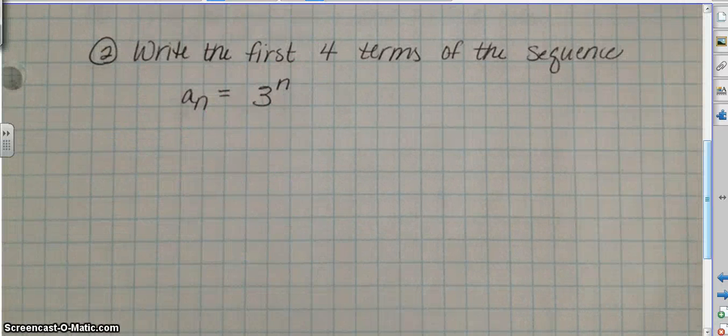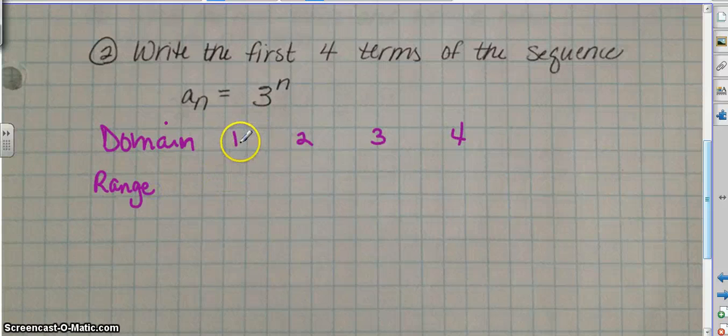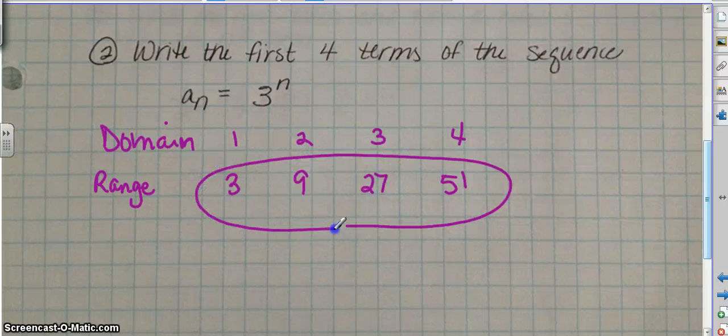Our next example is to write the first 4 terms of the sequence a sub n is equal to 3 to the nth power. I can think of this as the domain, and remember that when we're talking about a sequence, the domain is a set of consecutive integers. We're going to start with 1. So I'm going to have the domain be 1, 2, 3, and 4. My range would be 3 to the first, which is 3, 3 to the second, which is 9, 3 to the third, which is 27, and 3 to the fourth, which is 51.